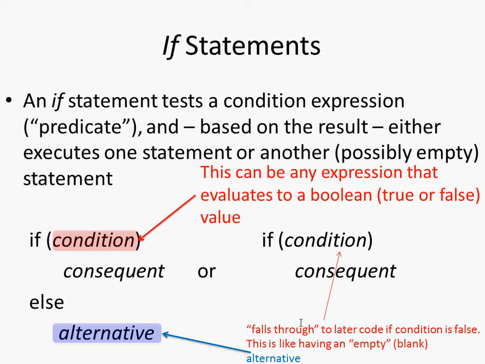Now, you also have versions of it which only have the consequent, not the alternative. In other words, if this condition is true, do this. Otherwise, it just falls through to whatever's after that. So it does this only under this certain condition being true. So this is very, very common, to perform different actions based on whether this condition is true.